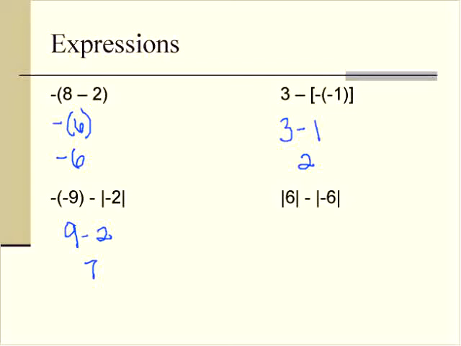Okay. Now in this case, the absolute value of 6 is 6. The absolute value of negative 6 is 6, and then I do the subtraction here for 0.